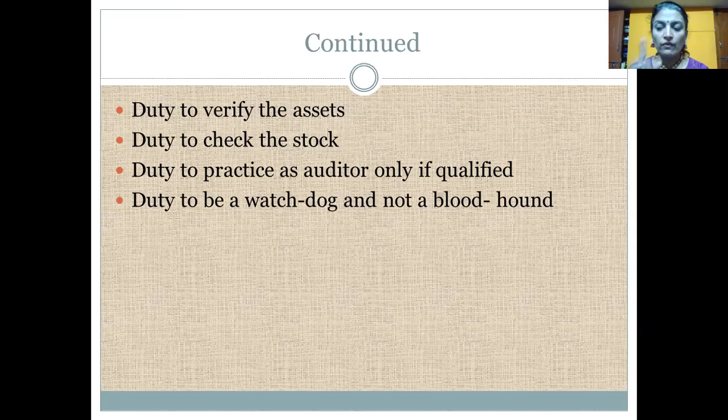Duty to be a watchdog and not a bloodhound. That means he has to watch everything, he has to verify everything, whether the principles of accounting are followed or not, whether all the accounts are maintained properly or not, whether there is accuracy or not, whether it is fair or not. He should watch everything just like a watchdog. But he should not be a bloodhound, meaning he should not be prejudiced. He should not be suspicious unnecessarily. A bloodhound means a ferocious dog which follows other animals, and without any reason it just bites and harms the other animal out of its ferociousness. So he should not be a bloodhound, he has to be a watchdog in his duty.